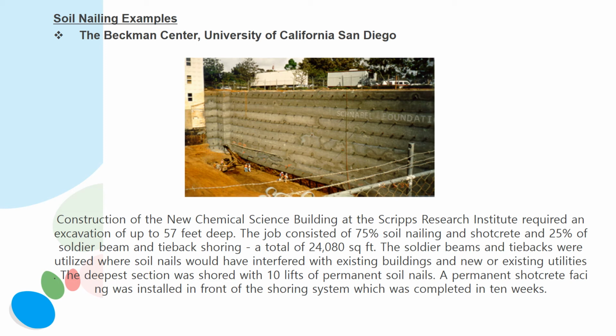The soldier beams and tiebacks were utilized where soil nails would have interfered with existing buildings and new or existing utilities. The deepest section was shored with 10 lifts of permanent soil nails, as shown in the picture above. A permanent shotcrete facing was installed in front of the shoring system, which was completed in 10 weeks.